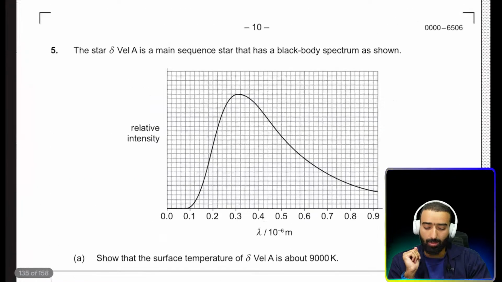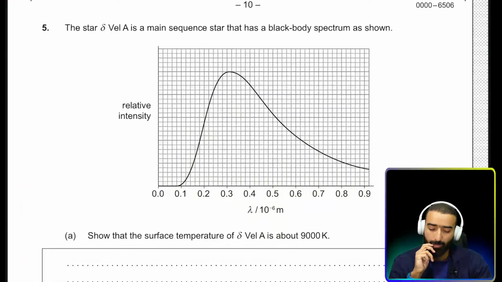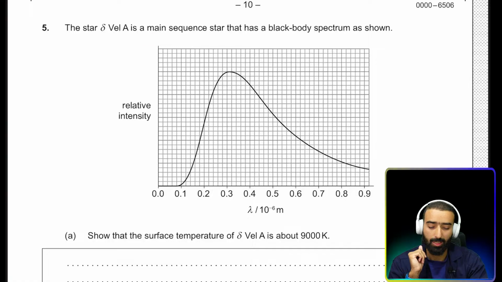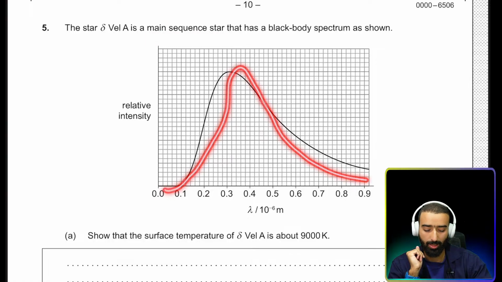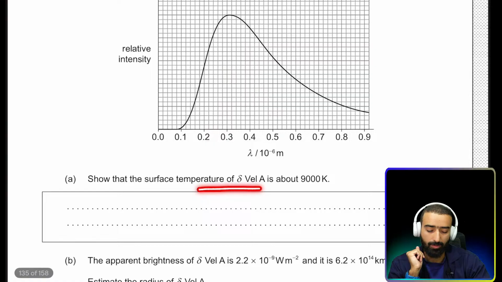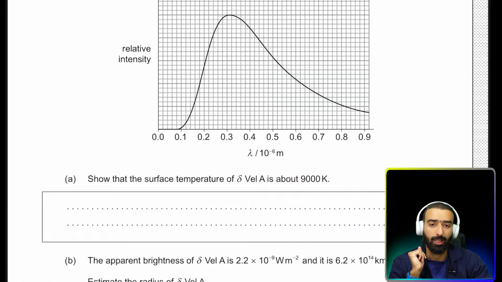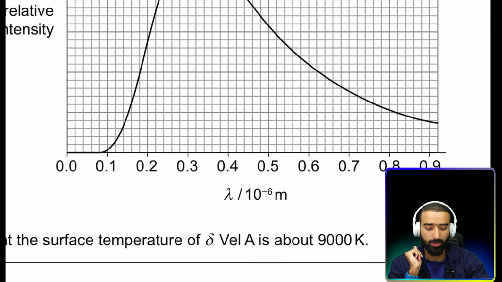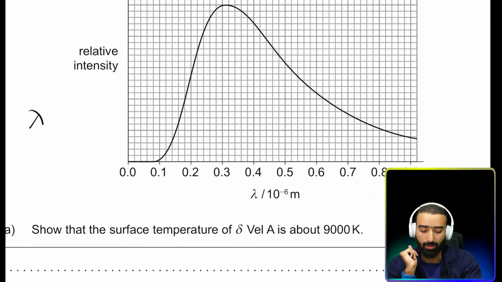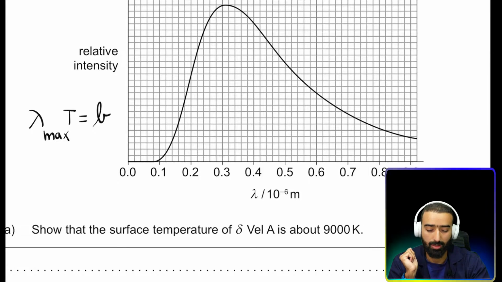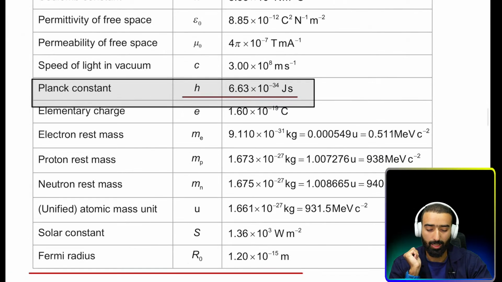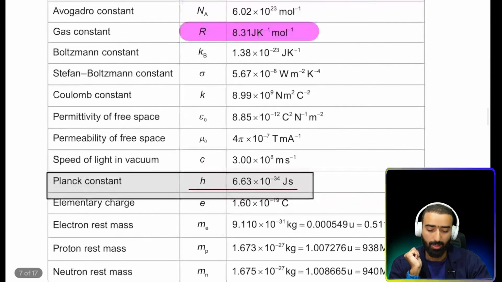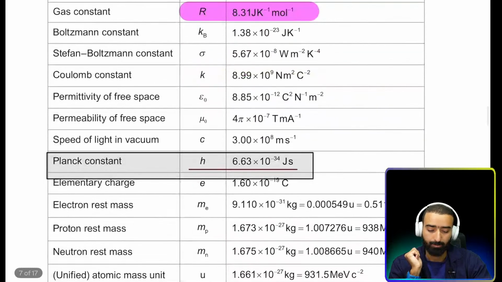Okay, let's move on to the next question. We have a star, a main sequence star, whose radiation curve is shown here. We have to show that the surface temperature is about 9,000 Kelvin. So what do we do? We use this equation, peak wavelength times temperature. It's a constant, okay? You'll find this constant in your data booklet.